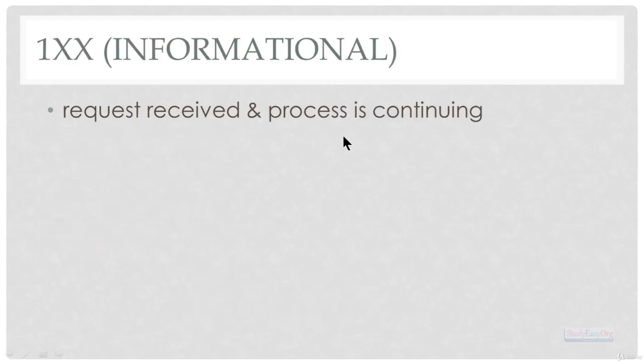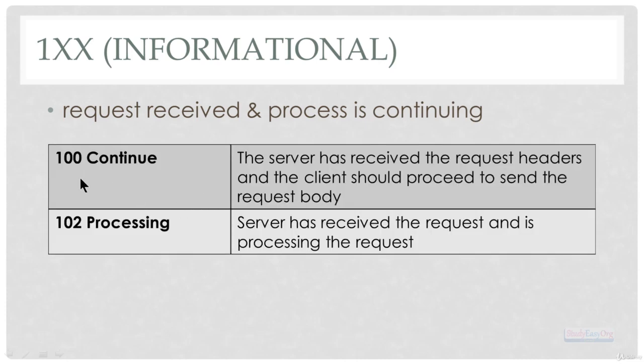Now let us try to understand the informational codes. As the name suggests, the server is providing some information to the client, and this implies that the request has been received and processing is continuing. Some popular codes are 100 Continue, which means that the server has received the header and the client should now send the body of the request. Then we also have 102 Processing, which means that the server has received the request and the processing is ongoing. These two are the popular informational codes.